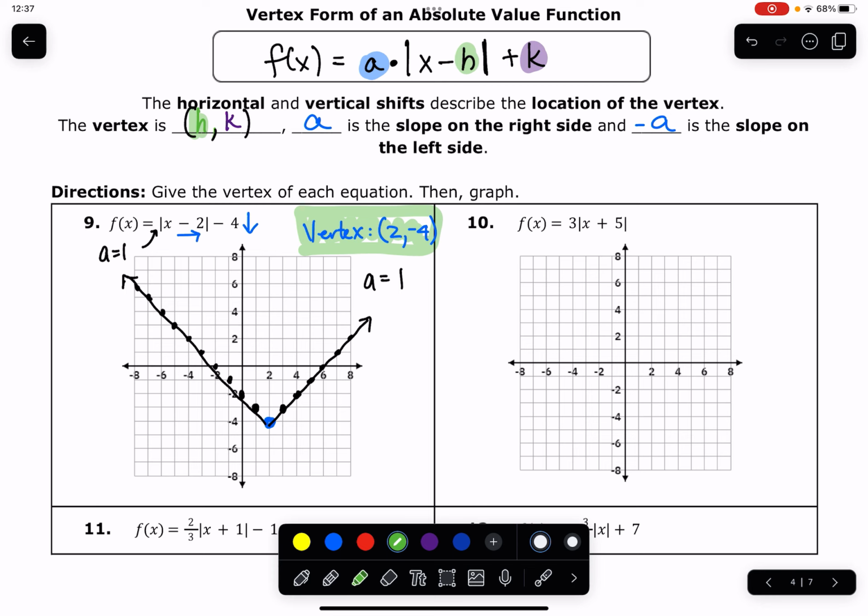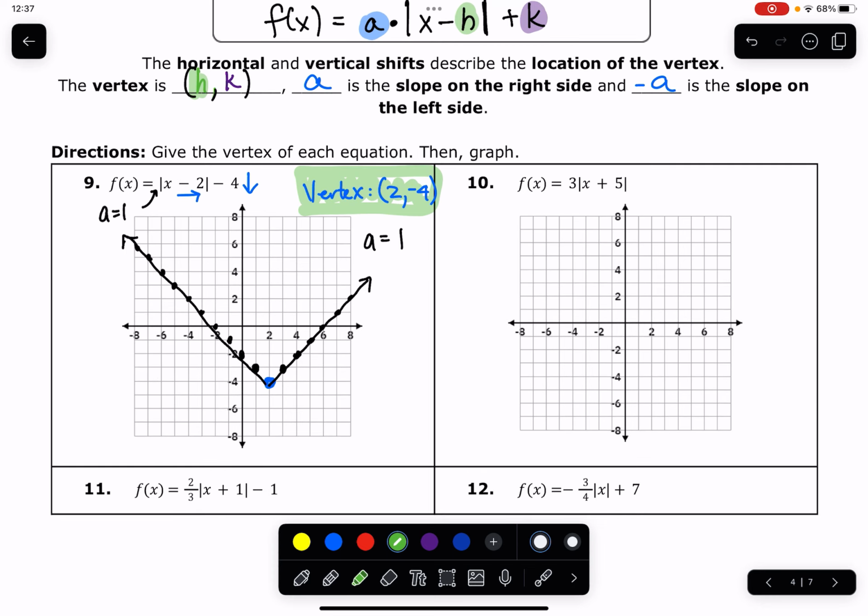So let's look at another example. Let's look at this example where the a value is 3. And let's look at our vertex, our shift. Well, since the 3 is on the inside, that's going to be a horizontal shift in the opposite direction. So plus 3 means left 3. So that's going to be negative 5.